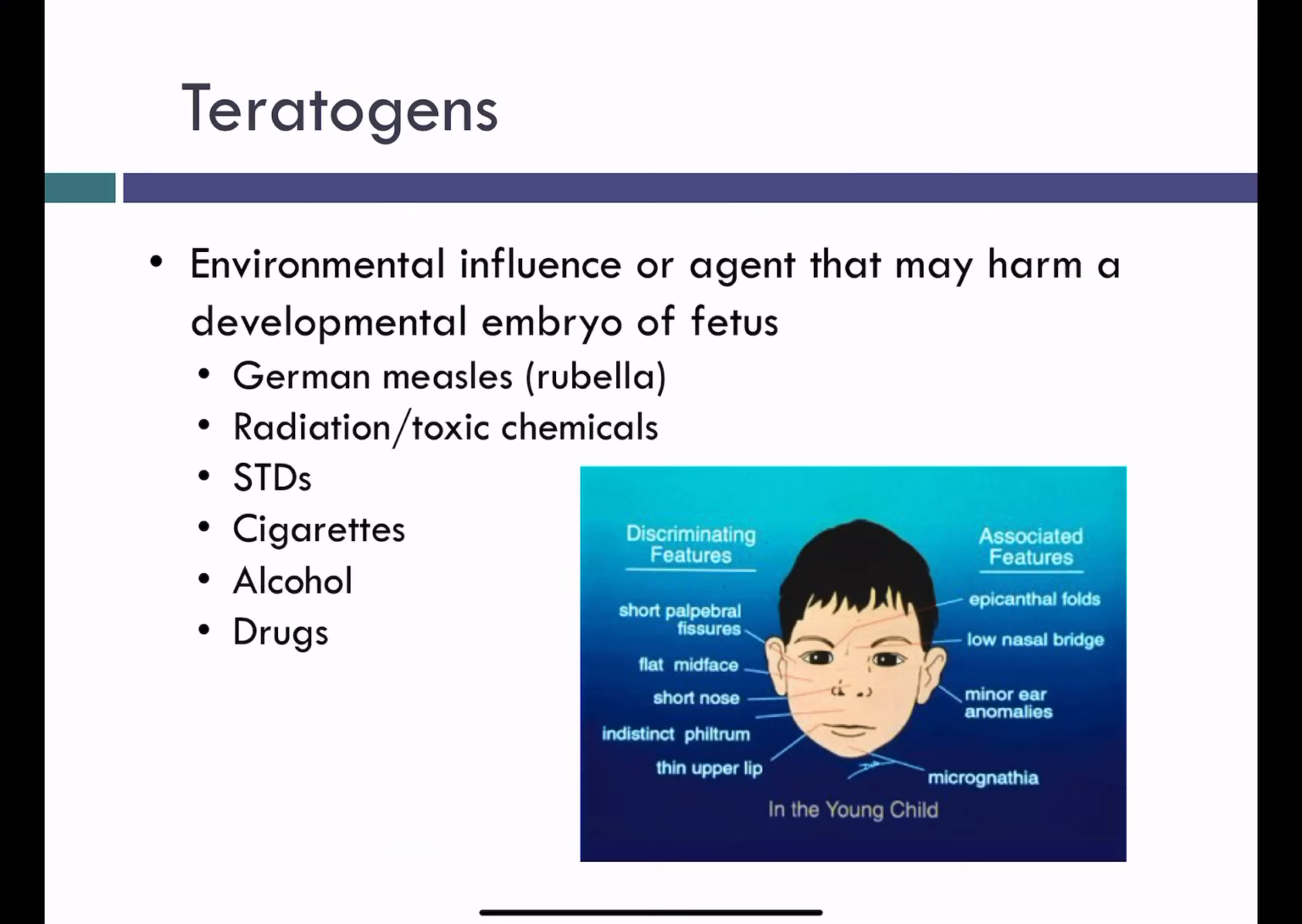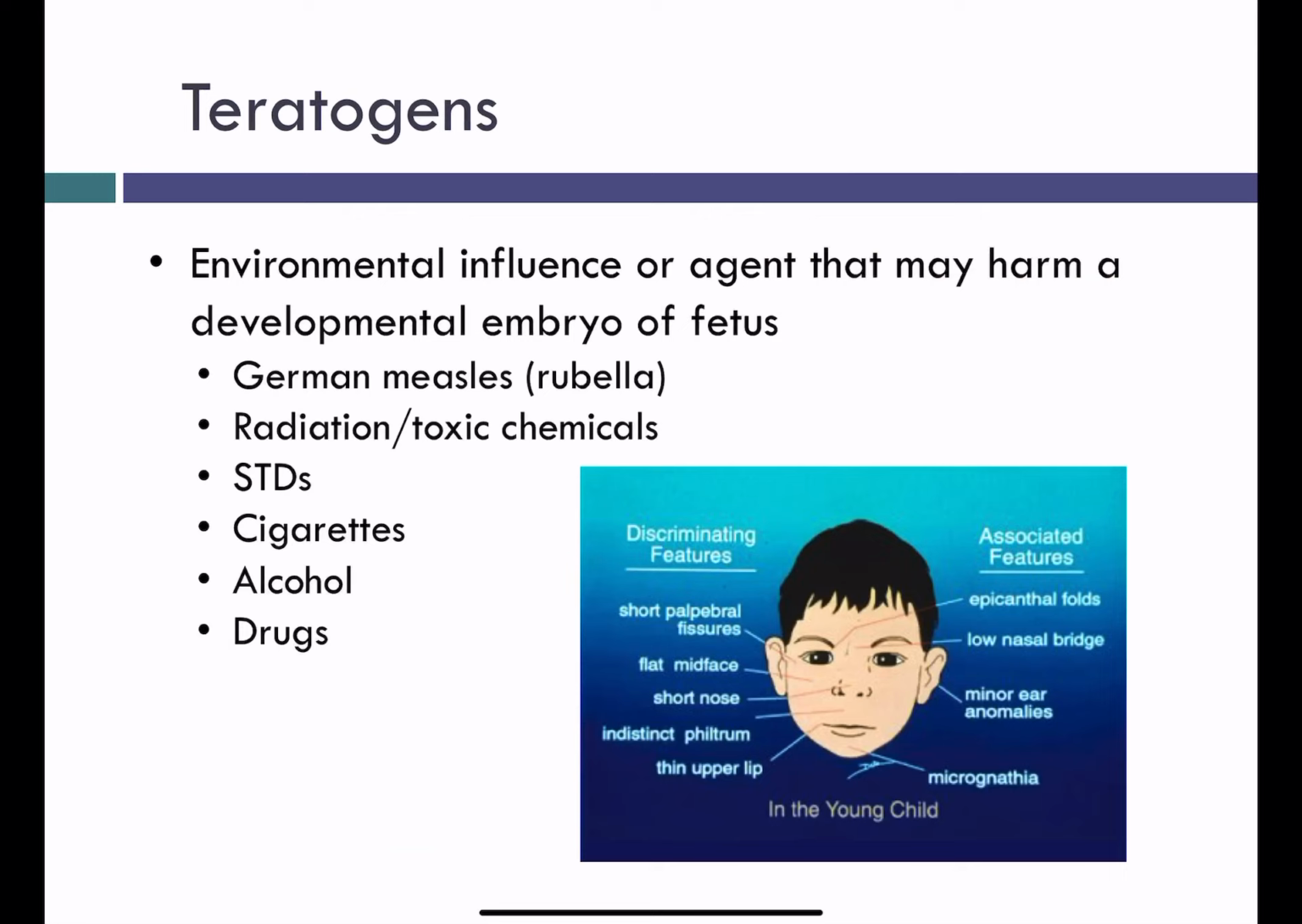Radiation and toxic chemicals. So for example, pregnant women need to be very careful about x-rays because we know that they're associated with miscarriage and other abnormalities. This is the reason that pregnant women are encouraged to avoid fish that are high in mercury, because that can lead to problems with the baby.